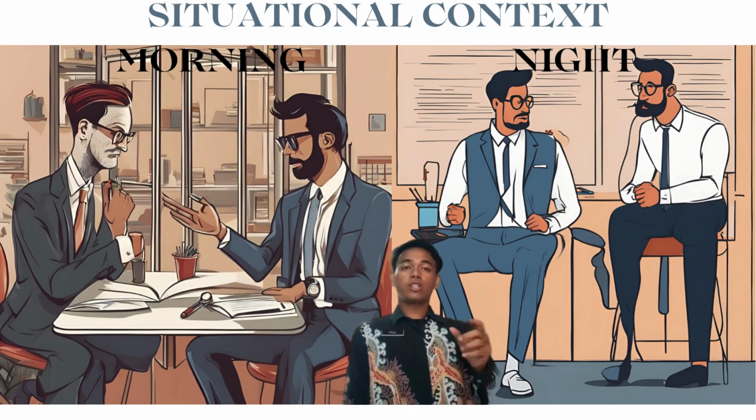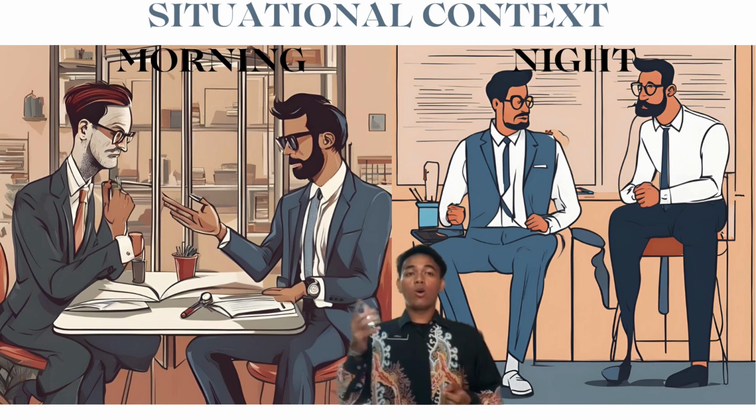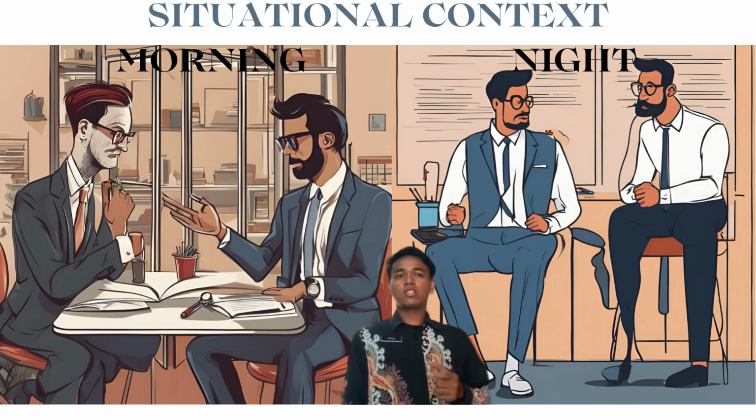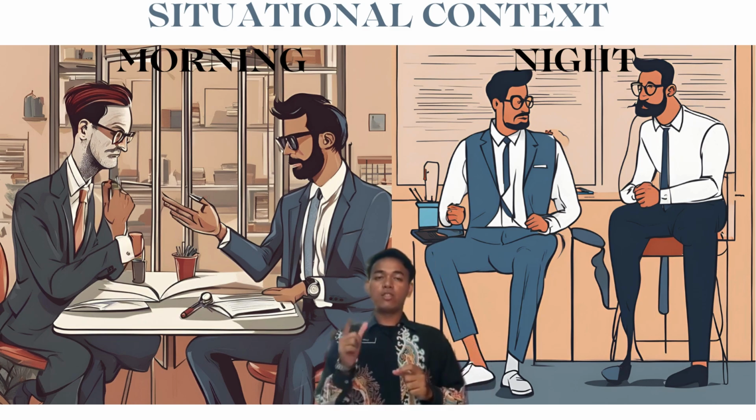Let's start by looking at the first context, which is the situational context. As we are all well accustomed to, situational context refers to the specific environment, circumstances, or setting in which communication takes place. This includes various factors such as the physical space, the time, the purpose of the interaction, and most importantly, the participants involved. These elements combine to influence how we behave, communicate, and make decisions in different settings.